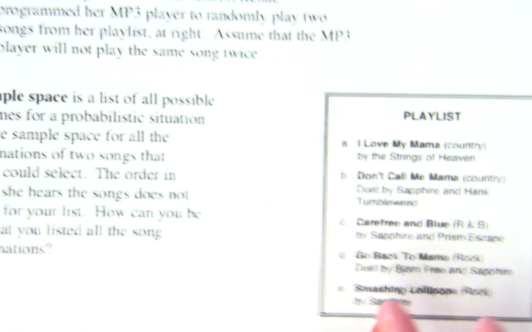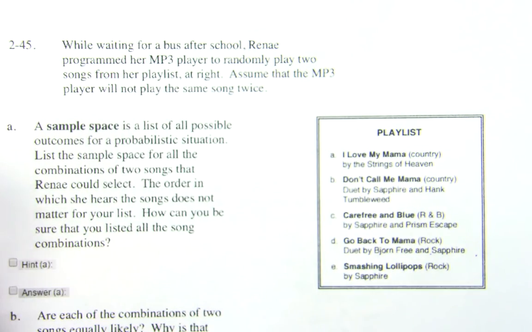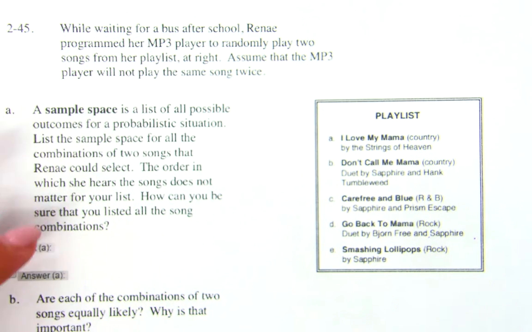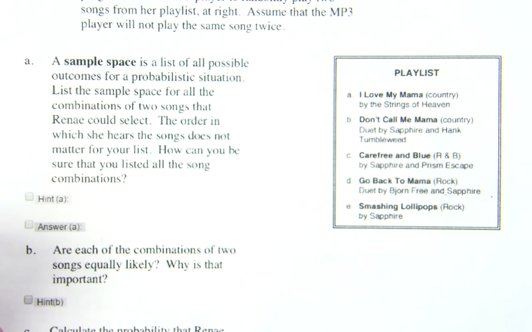And then the last one is kind of fun, actually. I like these ones more than anything. Let's see. While waiting for the bus after school, Renee programmed her MP3 player to randomly play 2 songs from a playlist at the right. Assume that MP3 player will not play the same song twice. Okay, that's important. A sample space is a list of all possible outcomes for the probabilistic situation.